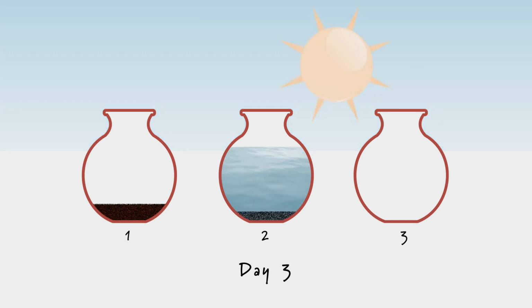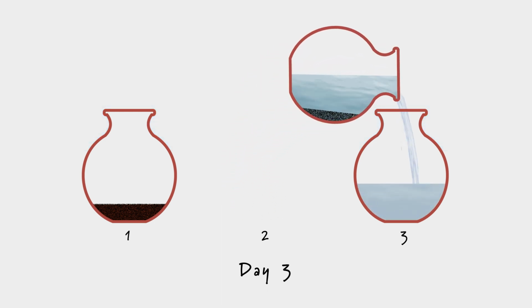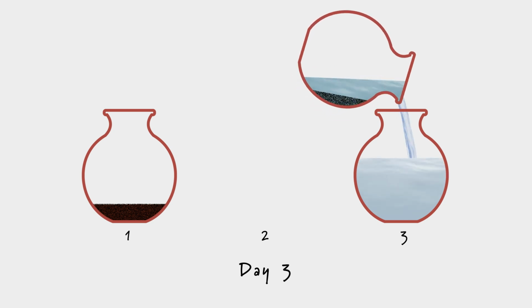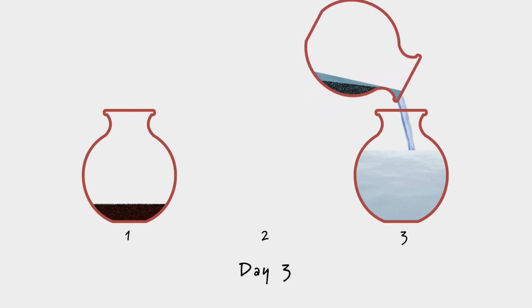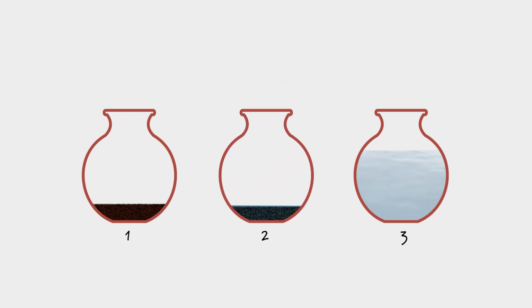On the 3rd day, slowly pour the water from container 2 to container 3. On the 3rd day, you will see a significant improvement in the appearance and color of the water. You should only take water from container 3.